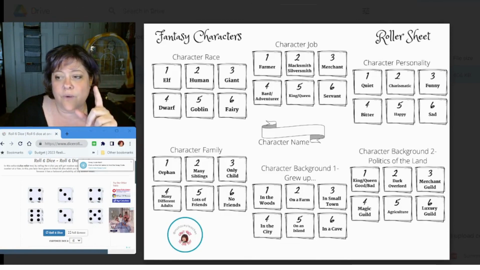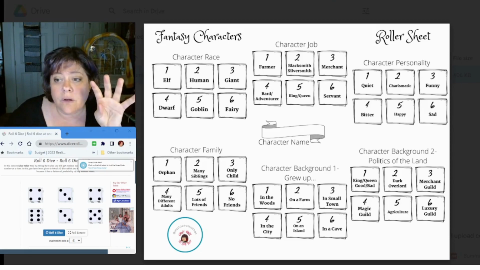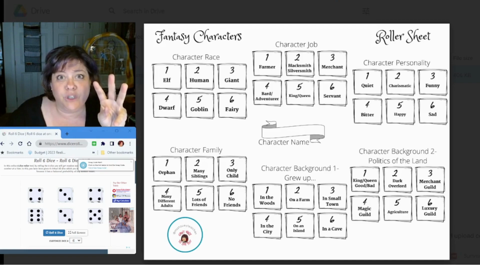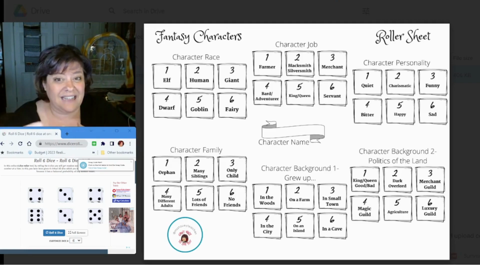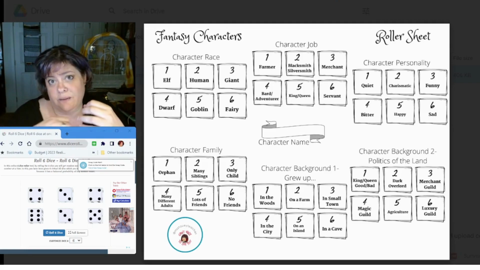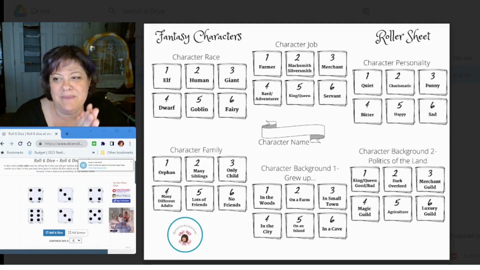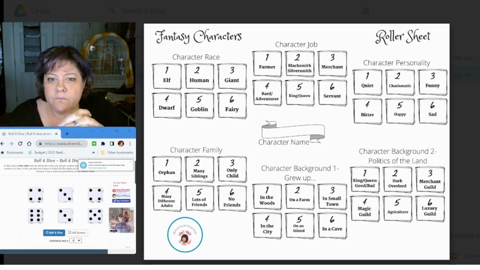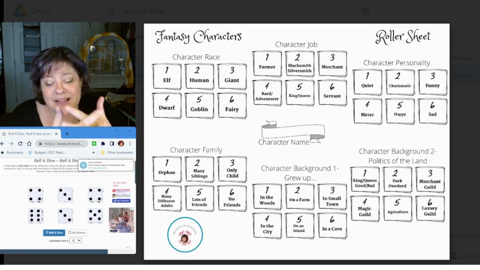Okay, so this is a 4, 3, 4, 6, 3, 5. So 4 is a dwarf. 3, he's a merchant of some sort. So he's selling things. Maybe he is a cloth merchant, maybe a weapons merchant, maybe a jewel merchant. You can decide that. 4, bitter. Sadly, he's a bitter merchant dwarf. 6, he has no friends. Maybe that's why he's bitter.